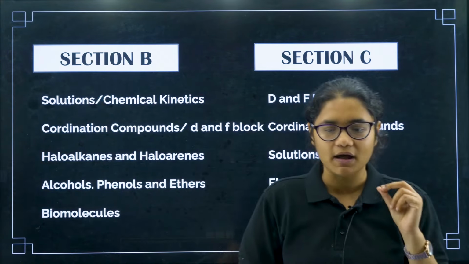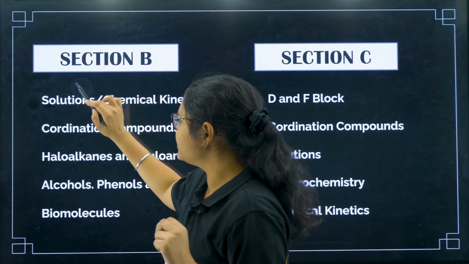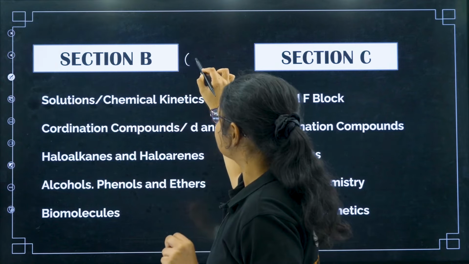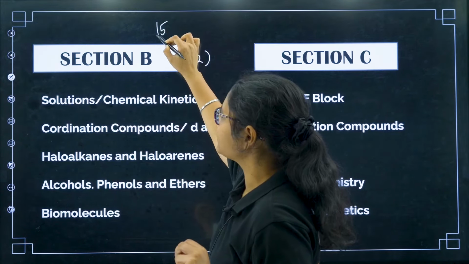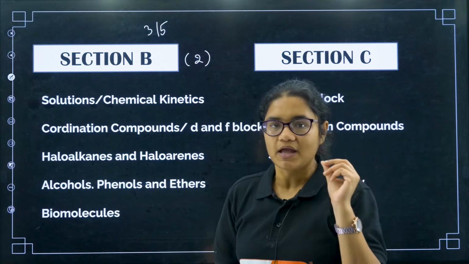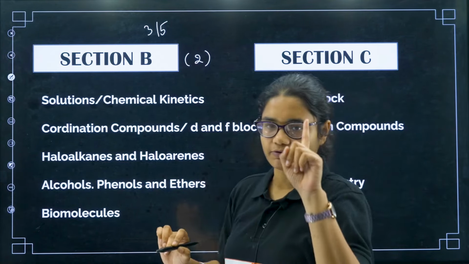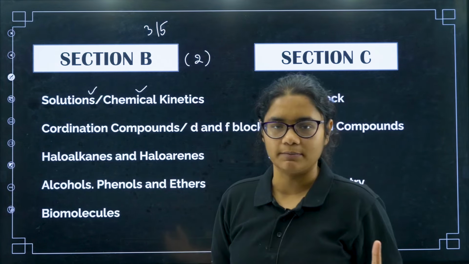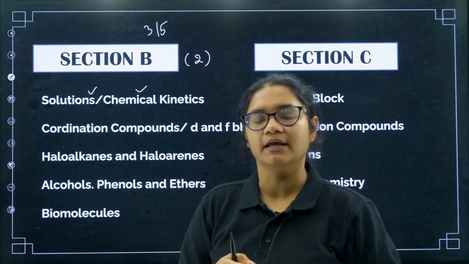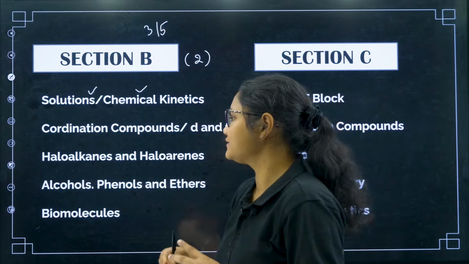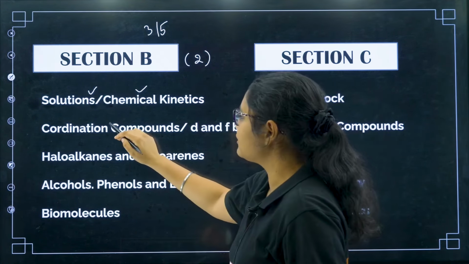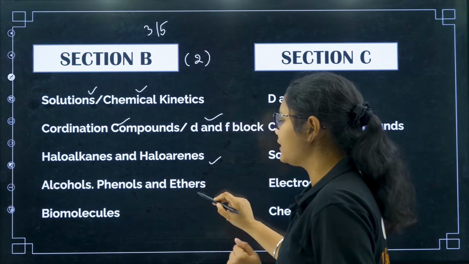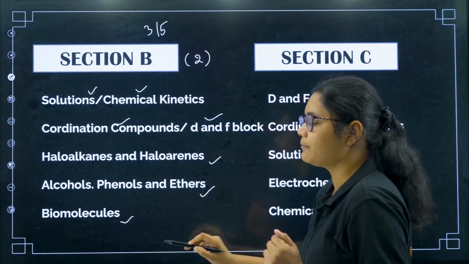We will get 2 marker questions in section B. Which chapters will be there for 2 markers from section B? You will get 5 questions in section B, out of which you have to attempt any 3 questions. One will be from physical chemistry, that can come either from solutions or from chemical kinetics. Different model papers have given different patterns, so one question will be either from solutions or from chemical kinetics. The next 2 marker question will be from either coordination or d and f block. Next we will get 1 question from haloalkanes, 1 from alcohols and 1 from biomolecules.